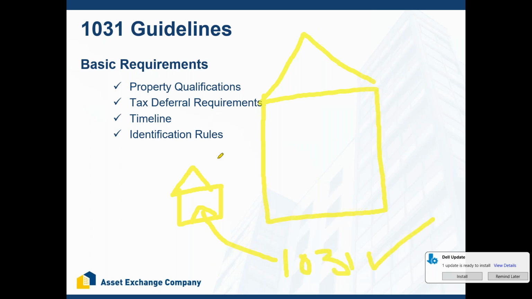Absolutely. That works. We just need to know what percentage of the total value of the real estate is allocated to the cottage, right? If you're selling for $1 million and you're allocating 20% to the cottage, well, then you have a $200,000 exchange.